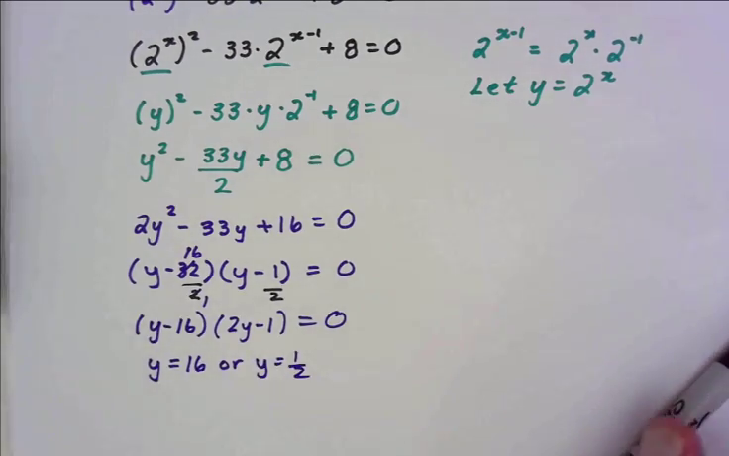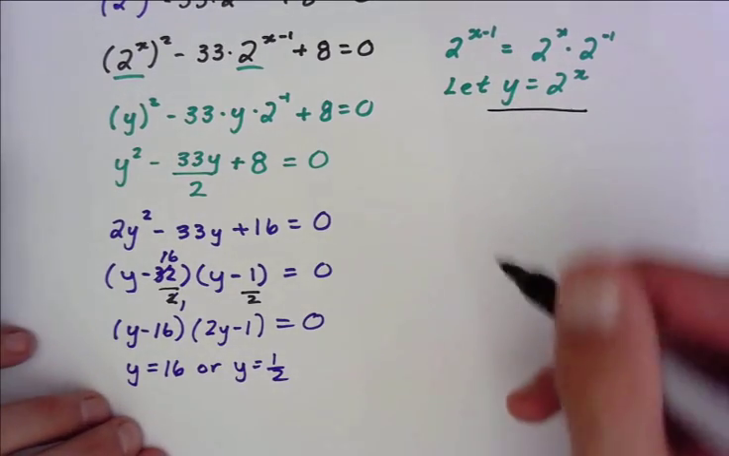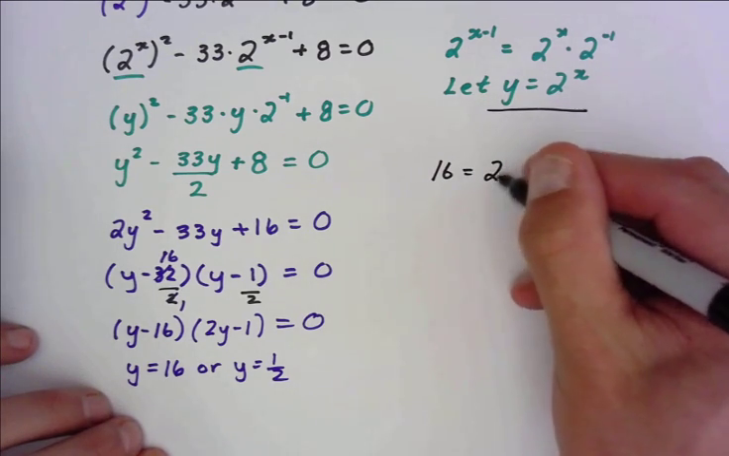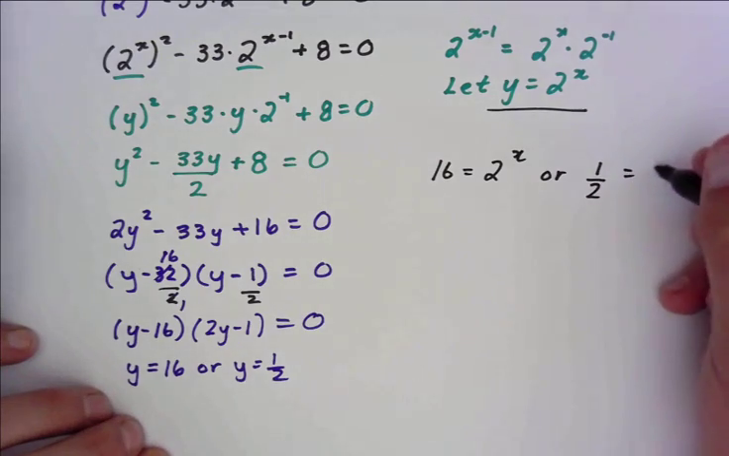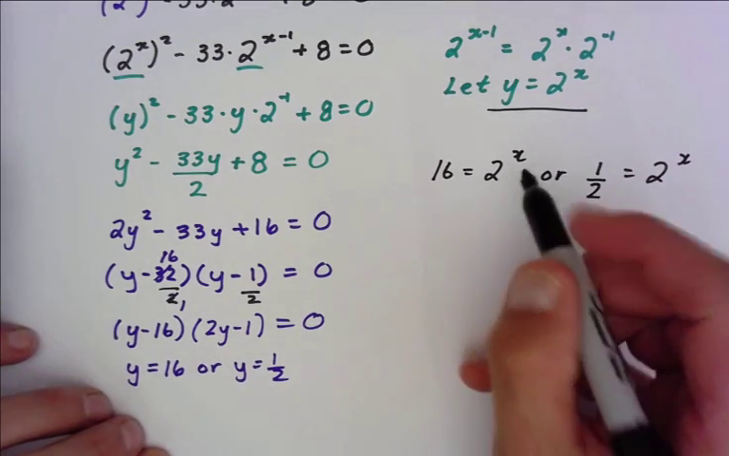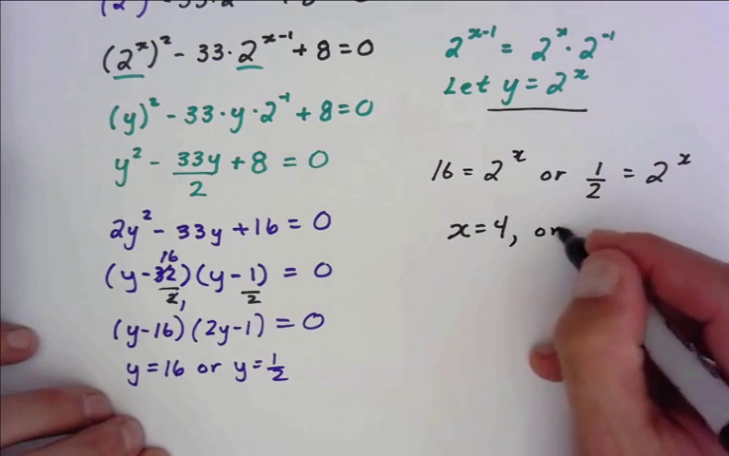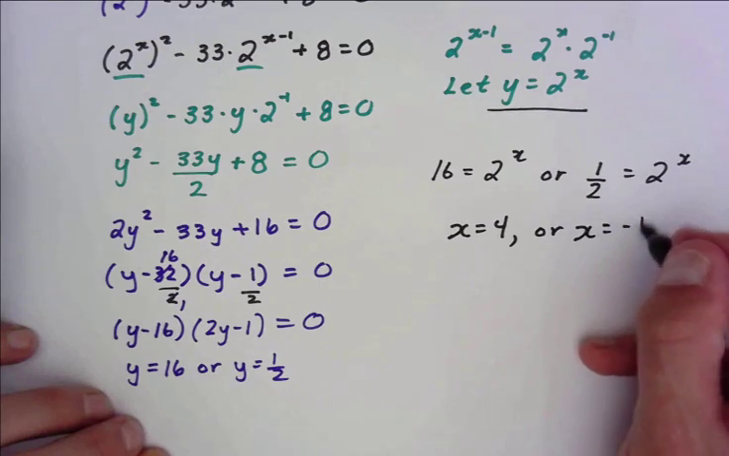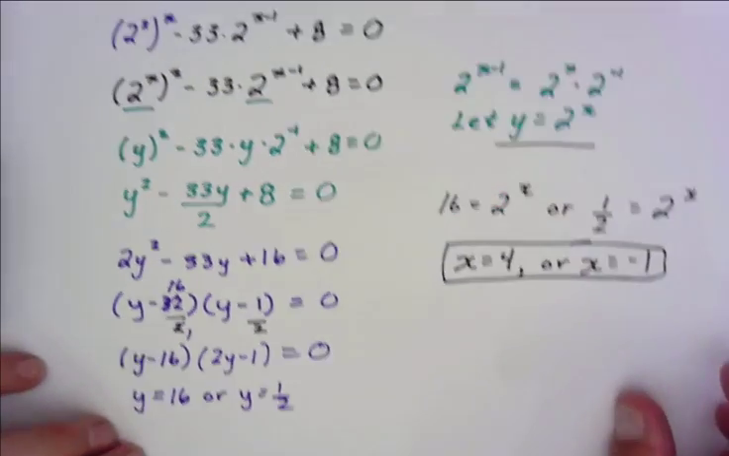Now we can use the fact that y equals 2 to the x. So 16 is going to equal 2 to the x, or 1/2 is going to equal 2 to the x. Now you have to figure out what values those are. Well, 2 to the 4th is 16, and 2 to the negative 1 is 1/2. So those are our two solutions to this particular exponential equation.